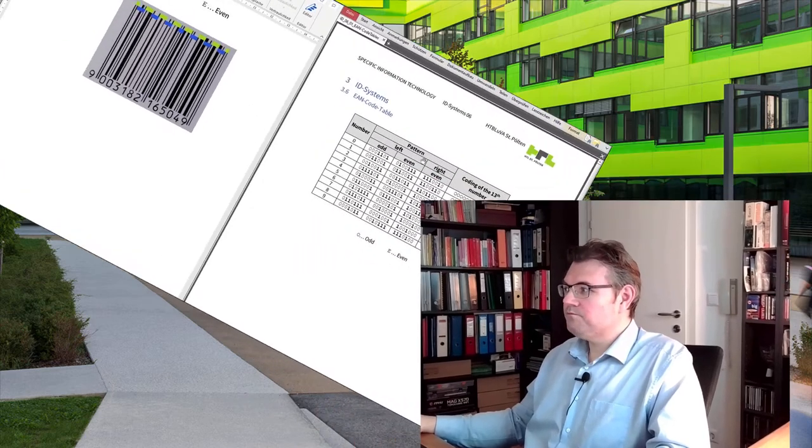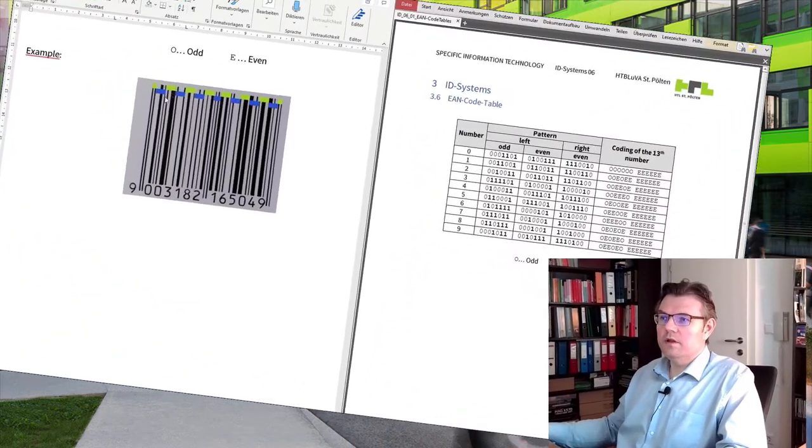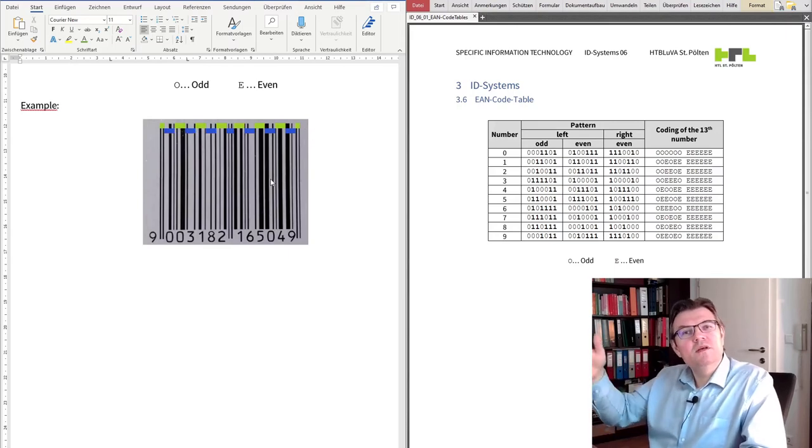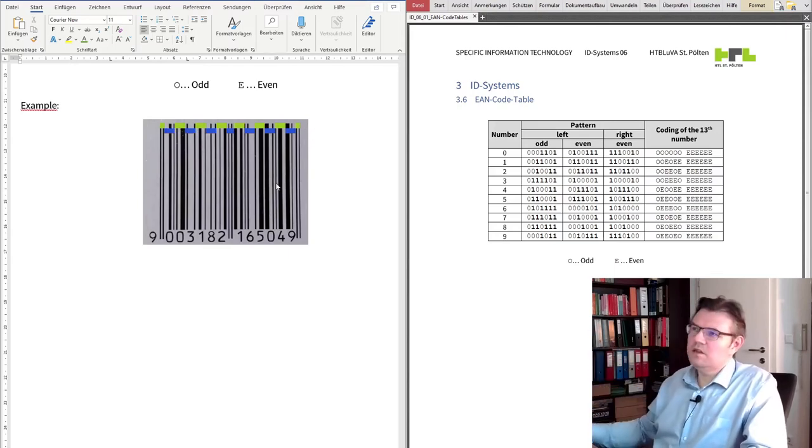I decided to use my ruler here. I took a picture of this barcode. This is a European Article Number, an EAN, so we try to decode this one. I also prepared the decoding table on the right side. On the left side, I already marked the limits of the digits, so that it is easier for us.